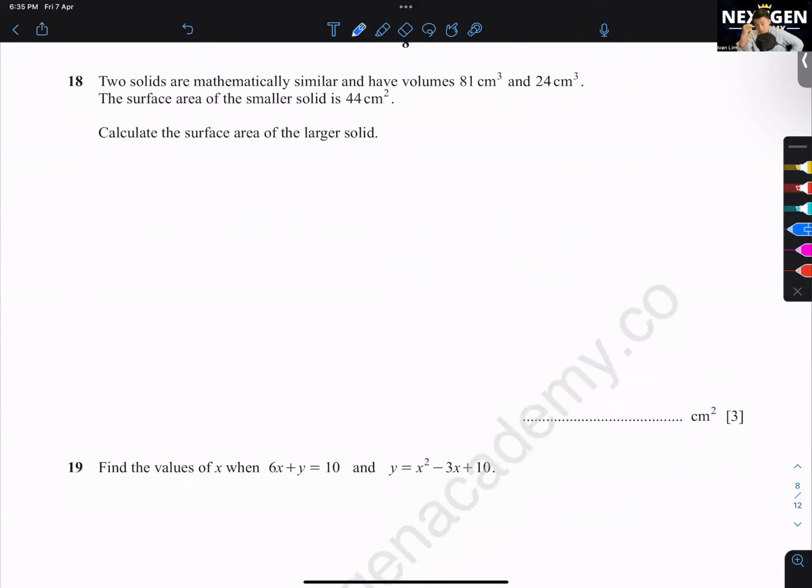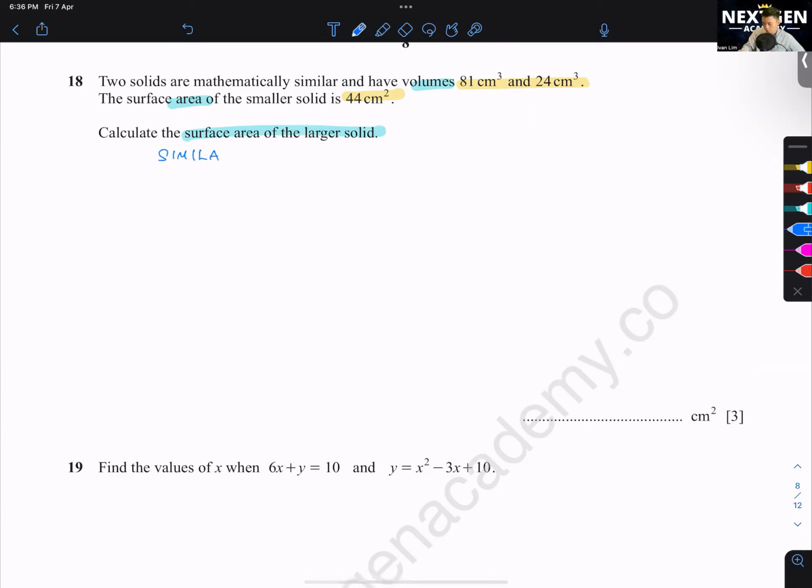Okay, question 18. Two solids are mathematically similar and have volumes 81 cm cubed and 24 cm cubed. The surface area of the smaller solid is 44. Okay, so this one is volume, this one is area. Calculate the surface area of the larger solid. So yes, this is on similarity.